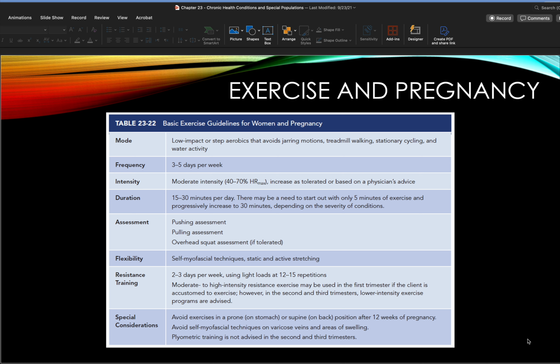Plyometric training is not advised in the second and third trimesters, again, based on doctor orders. So be careful of that. You might be hurting that person by not allowing them to train a little bit more. Some people can just do a little bit more in that time frame.